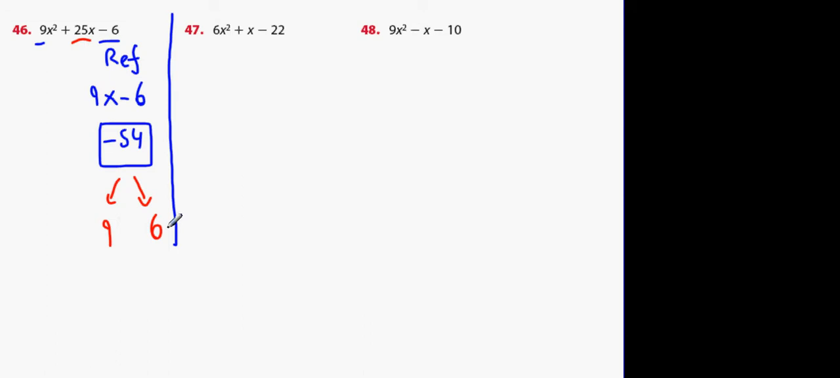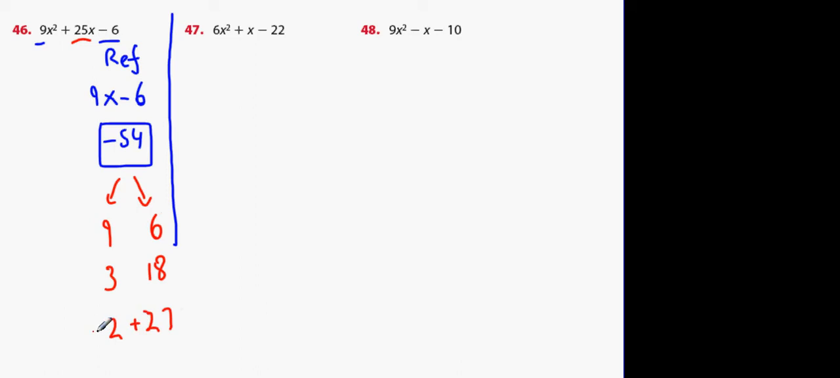Let's go smaller. Let's go 3 and 18. Will 3 and 18 work? 3 and 18 won't work. Let's try one more. 2 and 27. Okay, do we want plus 25 or minus 25? So plus 27 minus 2.